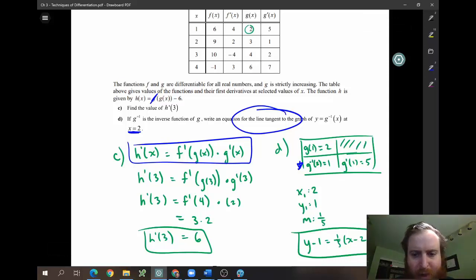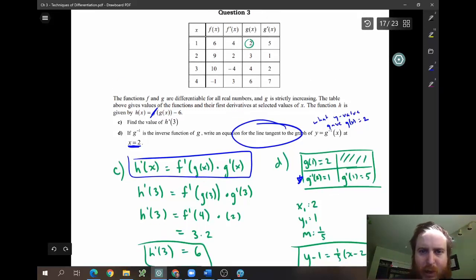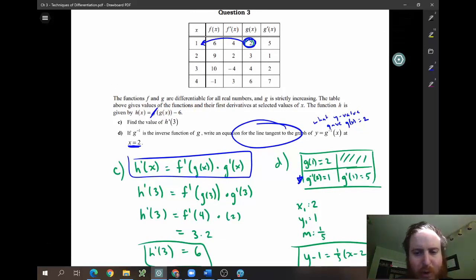Right, and the reason I got that is that for my inverse, it's kind of like, what y value gave g of x equal to 2? Well, where was g of x equal to 2? It was at 1. So that's why g inverse of 2 is equal to 1. Right, it's working backwards with inverses. Then up here I flip it, g of 1 equals 2. And then in the bottom right I say g prime of 1 equals 5.